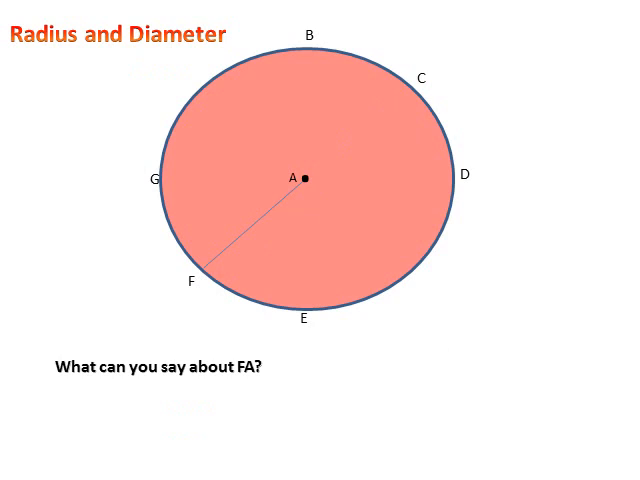What is the relationship between radius and diameter? In this figure, what is FA? Since F is a point on the circle and A is the center and there's a line connecting them, line FA is called the radius. And how about CA? C is a point on the circle, and a line connects C to A, the center. That's also a radius. Therefore, FA and CA are both radii, and they are equal in length.